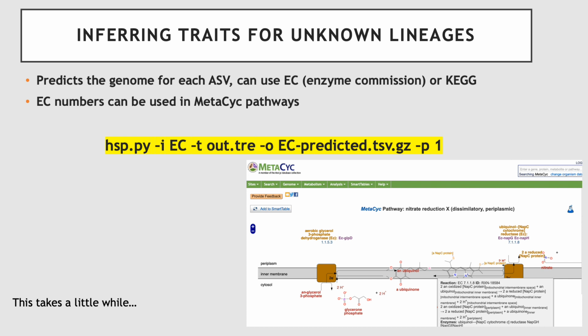website. So to do this, you pass the command hsp.py, where we're going to be calling EC numbers using our tree, and the output file is going to be this EC_predicted.tsv.gz file. And then again, you can set processors to be whatever number you are comfortable working with. This command does take a while to run, so just be prepared to wait, most likely a couple hours depending on how many samples you have.